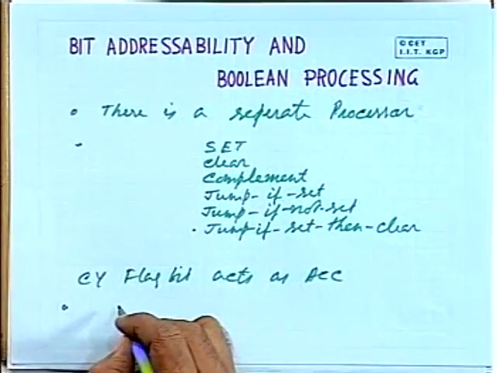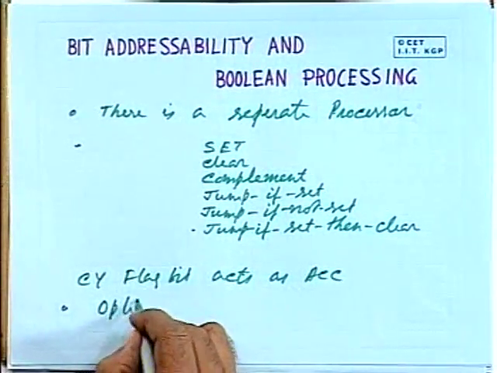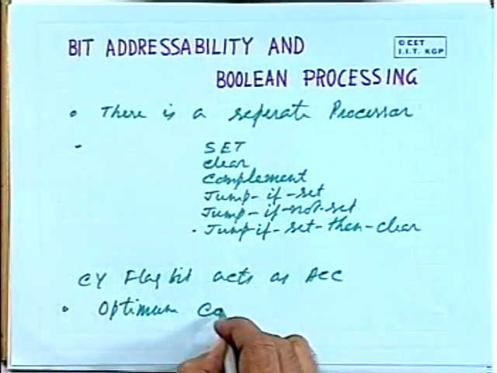As you know, the microcontrollers are used mainly for control applications, where you have to sense a particular line, you have to set a particular line, clear a particular line. Say you have to turn on a light, LED, turn off a light, turn on a relay, turn off a relay. This kind of operations you have to do in your various process control applications, and in such cases this Boolean processing is very important, and it allows you to write optimum code for control applications.